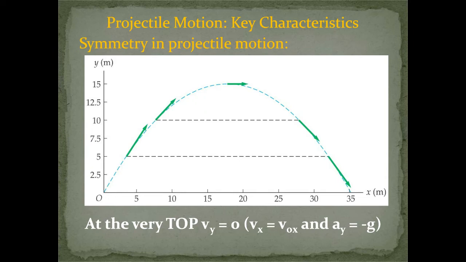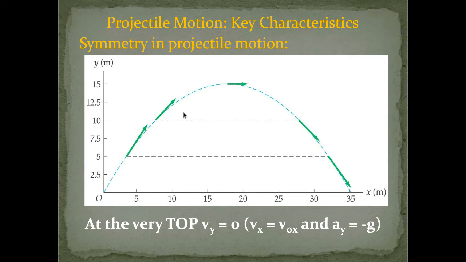Also, there's a lot of symmetry to projectile motion. Here is a graph of that symmetry. On the way up, you see the velocity is shrinking. And then when you get to the top, the only velocity at the top is the horizontal component of the velocity. So v initial x, which you figured out here, will equal vx here. And v initial y decreases to 0 at the top.